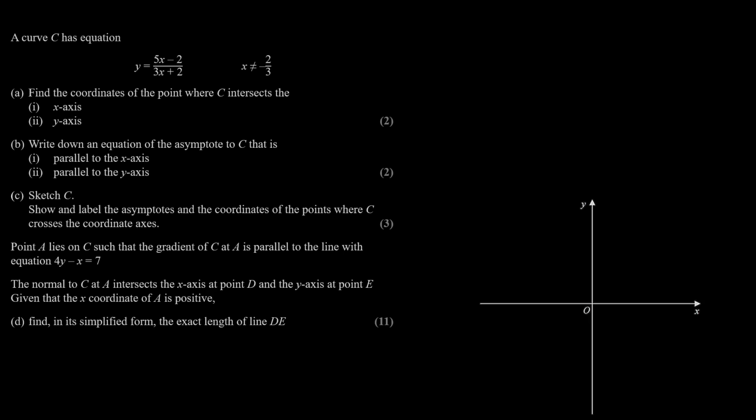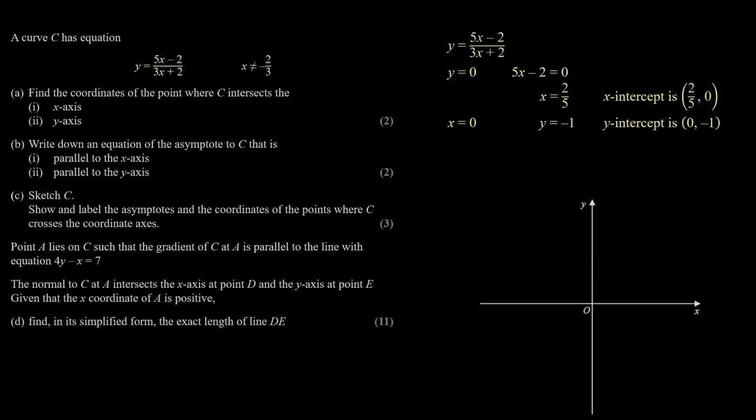To sketch a rational curve for the given function, we need to find the coordinates of the x and y intercepts. When y equals 0, the numerator, 5x minus 2, is 0. Thus, x is 2 over 5. When x is 0, y equals negative 1. So, the curve crosses the x-axis at 2 over 5 and the y-axis at negative 1.